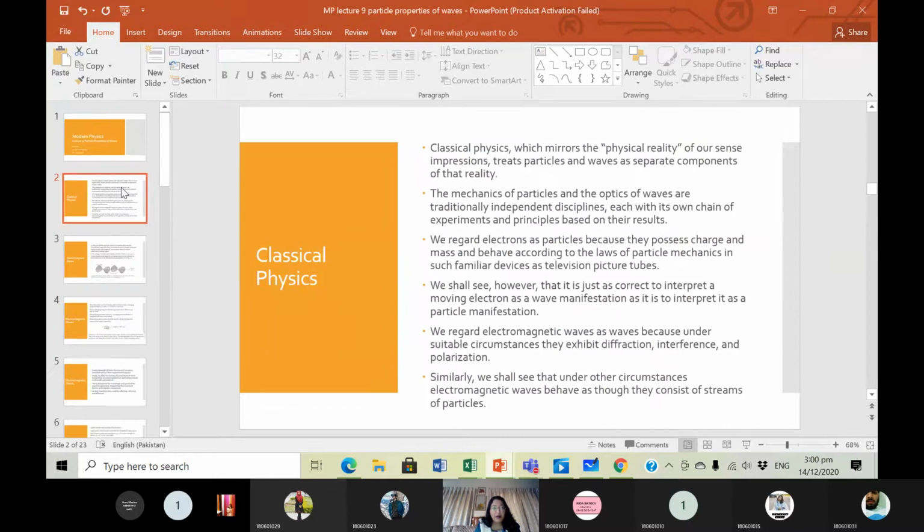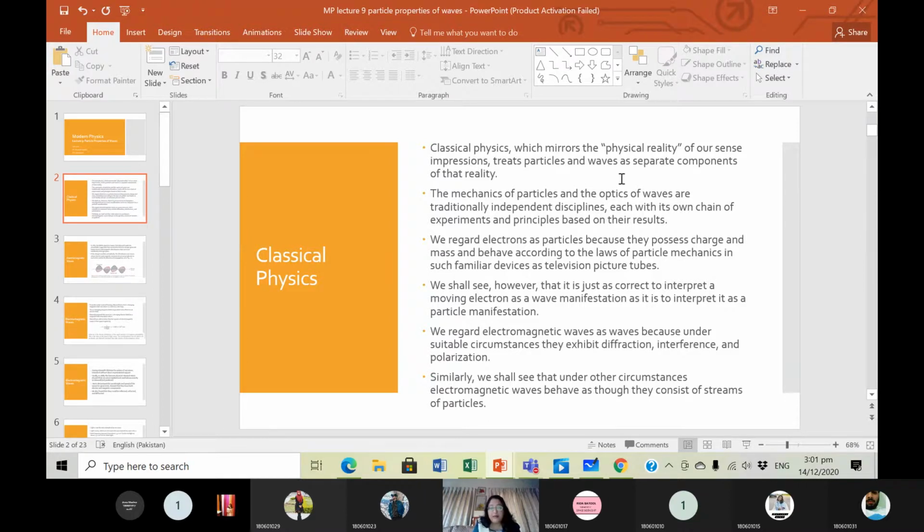So to start off, we'll talk about classical physics. What we mean by classical physics is what we can see in our reality, in a sense that it treats particles and waves as separate components of that reality. So in classical physics, particles are independent and waves are independent. They're two separate entities and they're not related to each other.